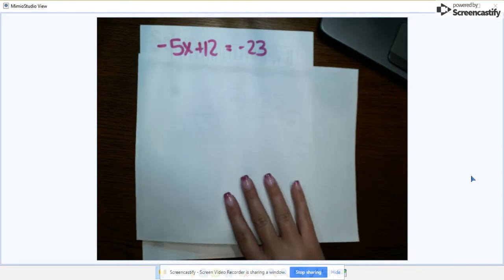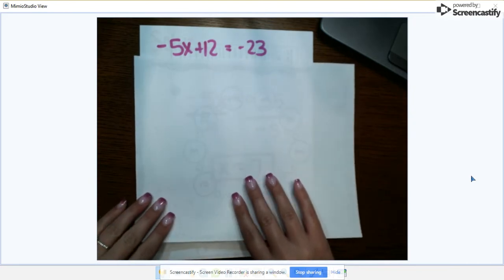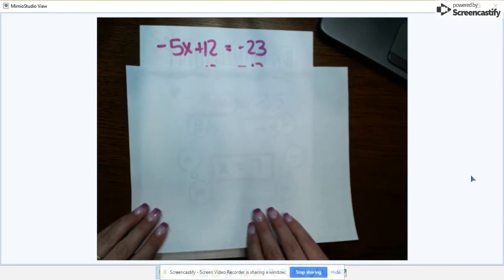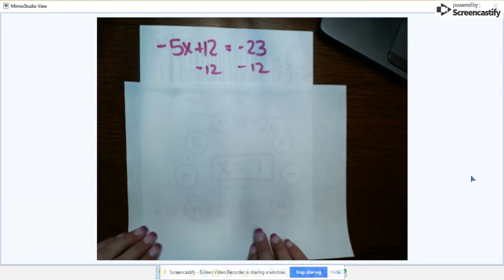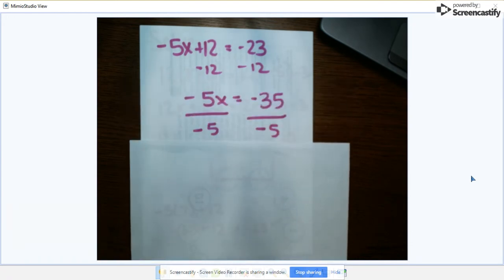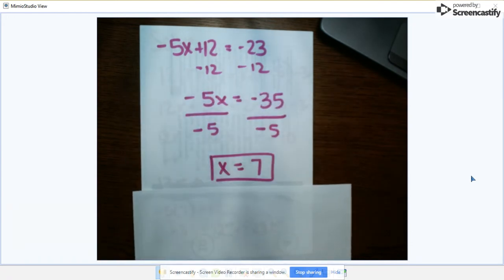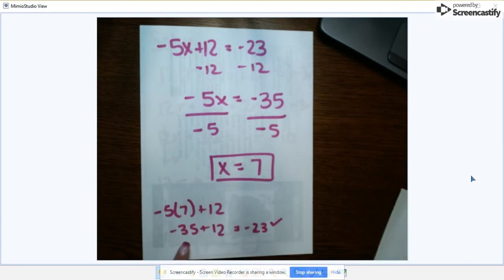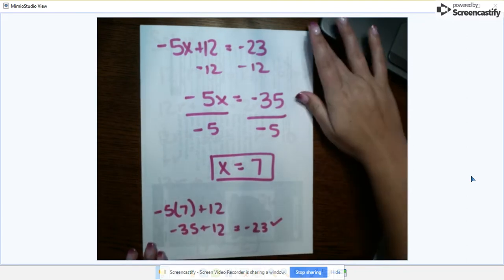Here's another one, negative 5x plus 12 equals negative 23, very similar. Order of operations backwards, we subtract 12, then divide by negative 5 to get x equals positive 7. If you plug it back in, it works.